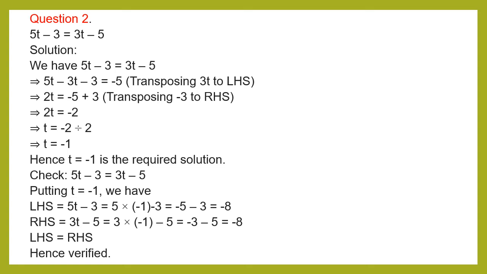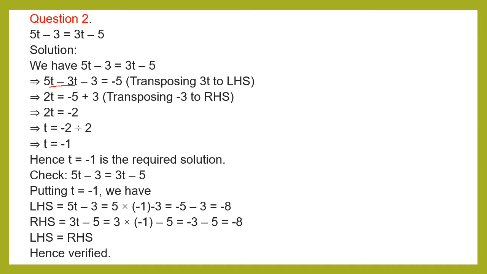In 5t, 3t goes, so we get 2t. 5t minus 3t means we get the answer 2t. 2t equals minus 5. If we transfer this minus 3 to this side, it becomes plus 3. So minus 5 plus 3. 2t equals, when minus and plus signs are there, we need to subtract. 5, 3 goes, so we get the answer 2.